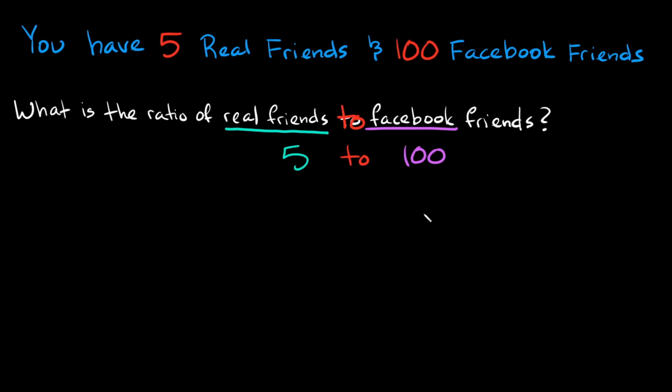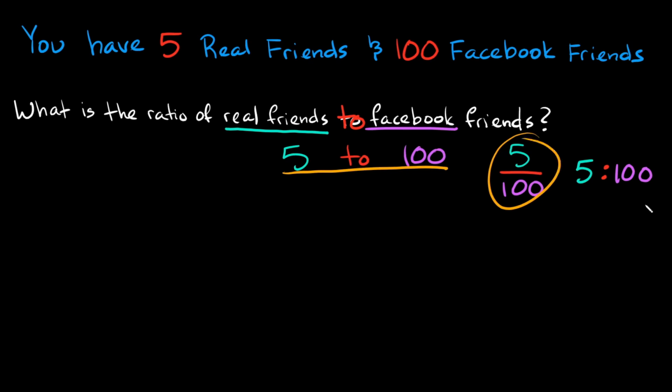Okay, or I could write my answer those two other ways that I showed you. So I could write it as 5 over 100, okay? Or again, I could write it as 5 to, or colon, 100, okay? Any of these three answers right here would be acceptable. Now, one thing I want to mention about your answer right here, 5 over 100, is you could simplify it if you wanted to, and your answer would still be correct, okay?